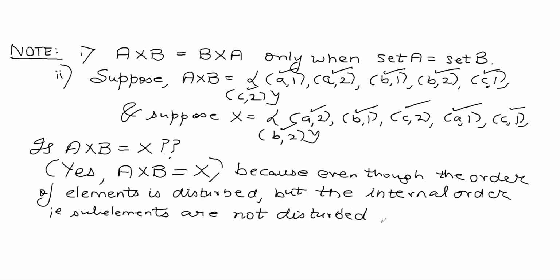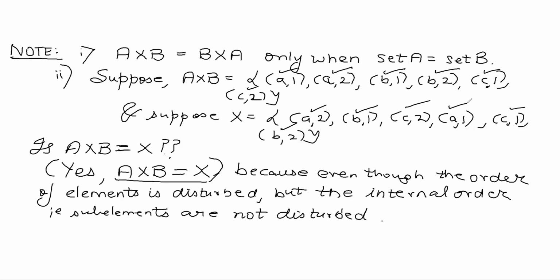So you can clearly see, guys, if instead of A comma 1, I would have had 1 comma A, then A cross B would not be equal to X, because the internal order gets disturbed. But if instead of 1 comma A, I have A comma 1, then A cross B will be equal to X. So I hope all students have understood the concept of Cartesian product. With this, the concept of Cartesian product is over.